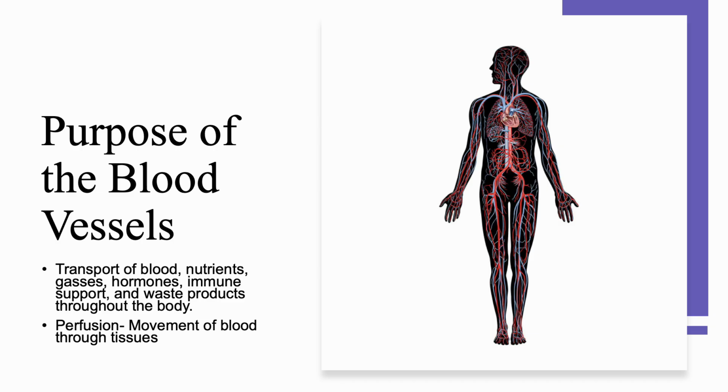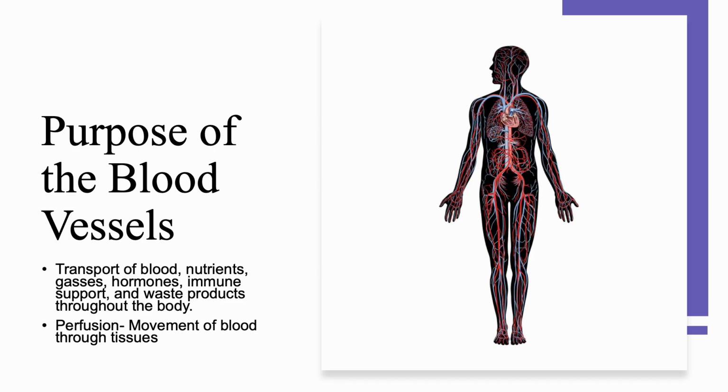Before we go into detail, let's review the overall purpose of blood vessels within the circulatory system. The overall purpose of blood vessels is transportation throughout the body. Blood vessels form a continuous pathway that allows blood to circulate between the heart, lungs, and body tissues. This circulation delivers oxygen and nutrients to cells so they can carry out metabolism and maintain homeostasis.